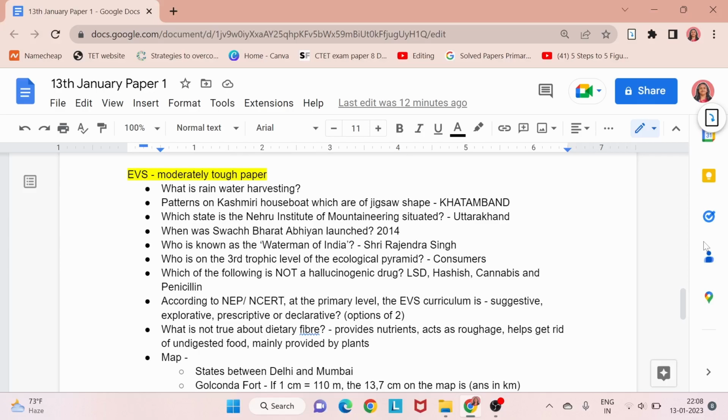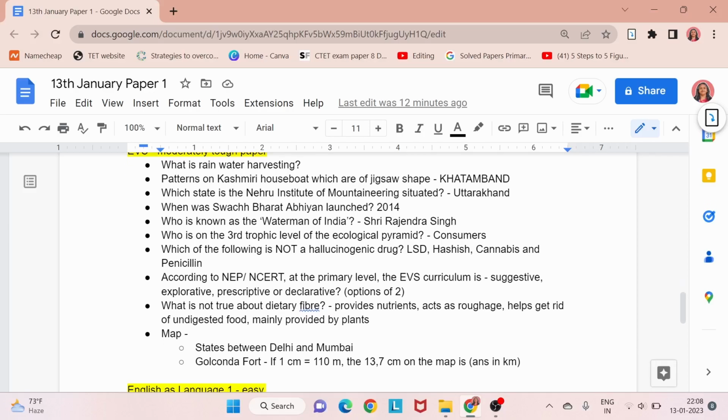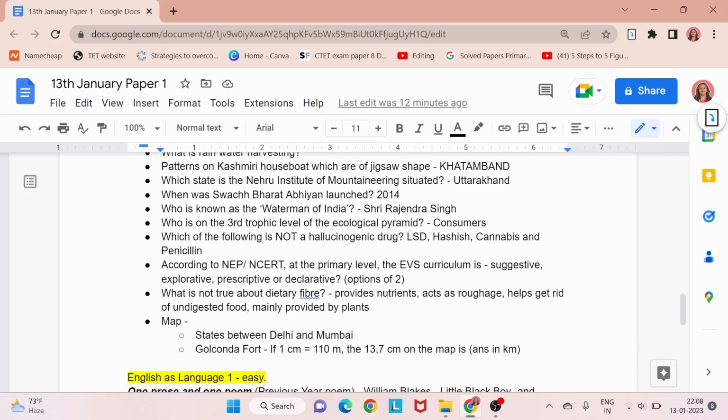Which of the following is not a hallucinogenic drug? The options given were LSD, hashish, cannabis, and penicillin. So, obviously, penicillin is not. According to NEP NCERT at the primary level, the EVS curriculum is, and then given four options A, B, C, D, which were suggestive, explorative, prescriptive, or declarative, and you had two options which you had to take. So, it is explorative and declarative basically.